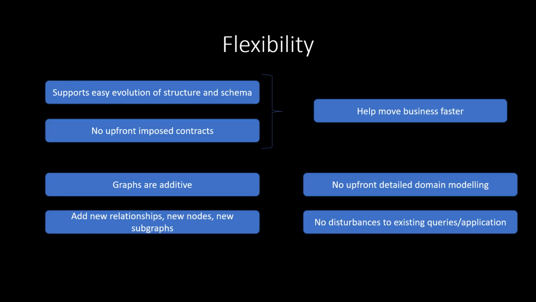Graph databases are flexible in terms of structuring the data and data schema and thus support easy evolution. Also, they do not have upfront contracts as RDBMS databases have. This helps in moving the businesses faster. Graphs are additive: add new relationships, nodes, and subgraphs at any point in time. Plus, there is no need for upfront detailed domain modeling. It does not impact the existing queries and applications relying on the current state of data. This way, graph databases provide the required flexibility for the businesses.